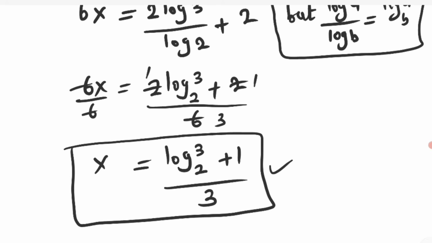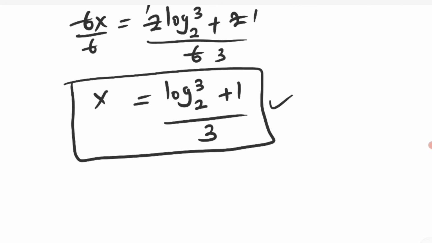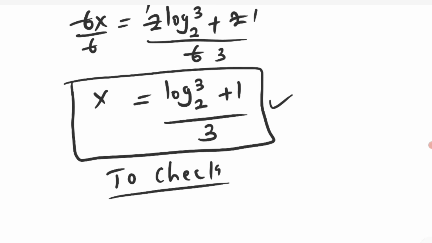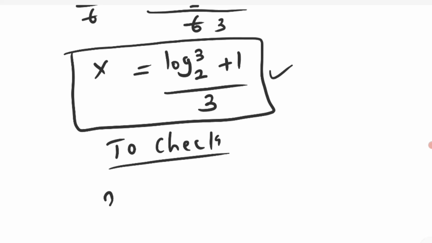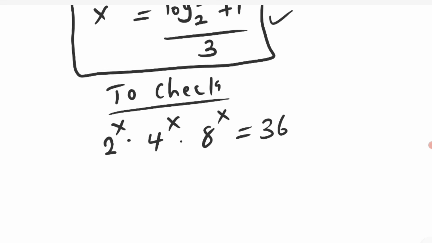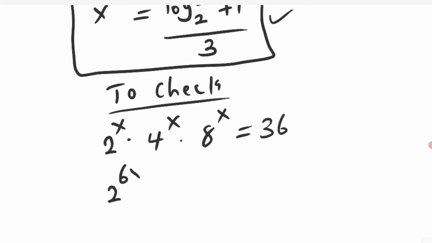We may check to confirm if this answer is right or wrong. Let's check. To check, we have the given equation 2 raised to power x multiplied by 4 raised to power x multiplied by 8 raised to power x is equal to 36. Then this is the same thing as 2 raised to power 6x is equal to 36.